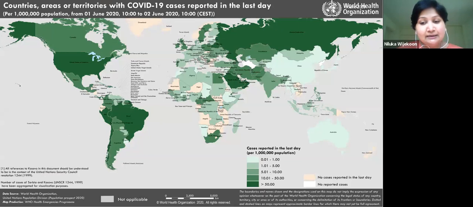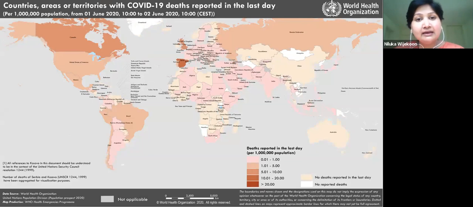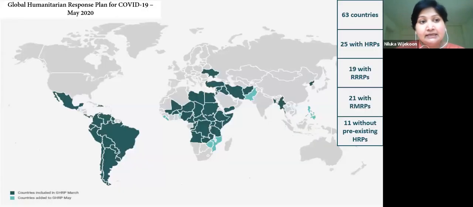And the situation in terms of deaths in the last 24 hours ending on June 2nd, that you can see. Again, many countries are still reporting cases. Some locations have reported cases in high numbers in particular countries. Now, what are the settings that we are talking about? This is according to the Global Humanitarian Response Plans for COVID-19 by OCHA and its May update. We are talking about 63 countries, many of them having humanitarian response plans. Another set is having regional refugee response plans, refugee and migrant response plans, and 11 other countries having existing vulnerabilities, though they do not have a humanitarian response plan in place.